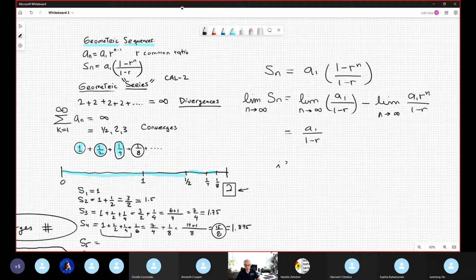If the common ratio is a number bigger than 1, suppose 2, 3, 4, 5, and you have 2 to the n, suppose r equal to 2, and you suppose n is infinity, it's obvious that number raised to infinity is infinity, because it's 2 times 2 times 2 times 2, infinity. However, if the common ratio is between 0 and 1, not including 1 and not including 0.